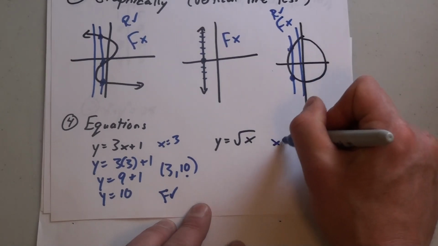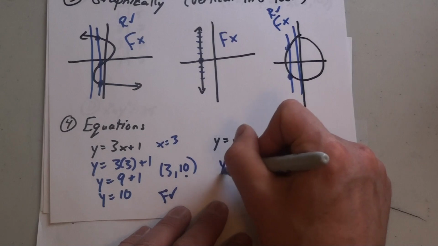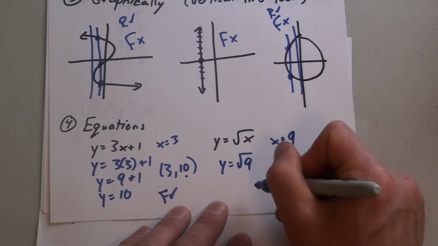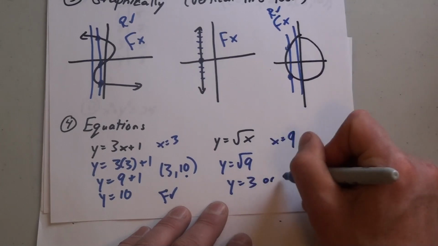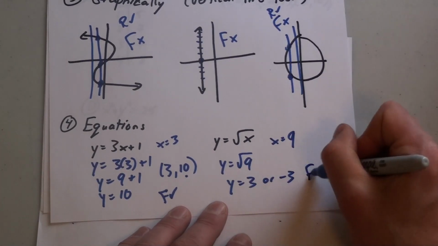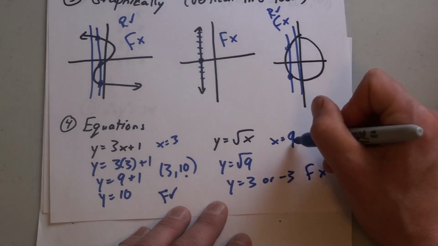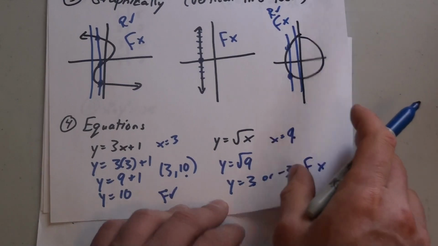If you take a look at your other one here, y equals the square root of x, and again let's put in x equals 9, for example. So y equals the square root of 9. Now the square root of 9, y will equal 3 or negative 3. Two values for the square root of 9. So it will not be a function. I have one input giving me two different outputs. It is not a function.